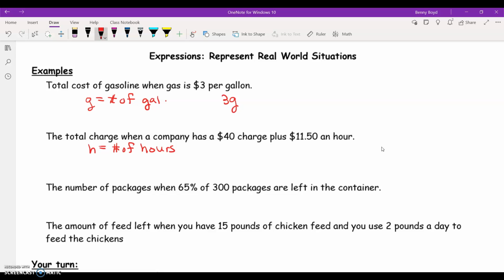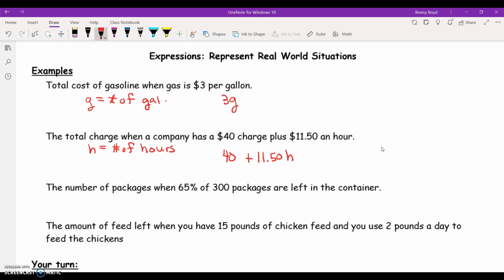So when I write the total charge, I would start off with $40. That's a fixed charge. There's nothing that I'm multiplying that by. Plus, I've got $11.50 per hour times the number of hours would give me the total cost.